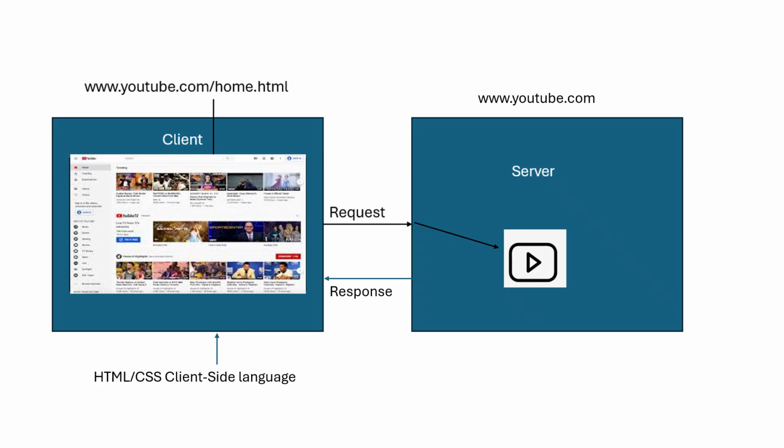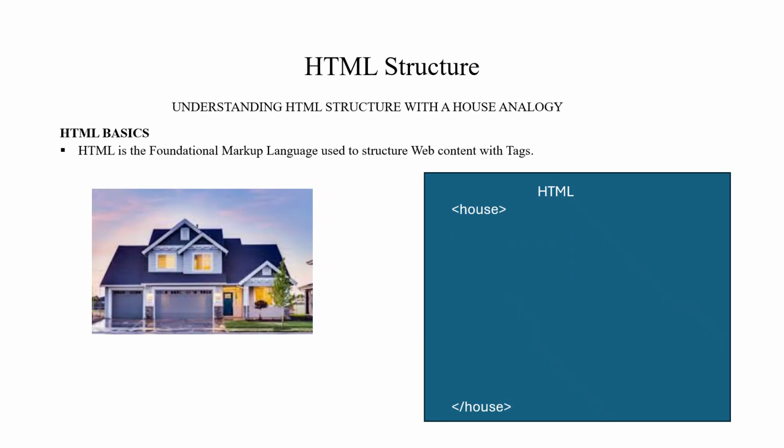The second language we have is CSS. CSS is related to styling. If you want to use a different font style, different color, or different shape and structure for the content, it totally depends on CSS. How you want to show or decorate your content depends on CSS. We will understand this with the help of one example. Here I'm taking a house analogy, and I have also included a basic definition of HTML.